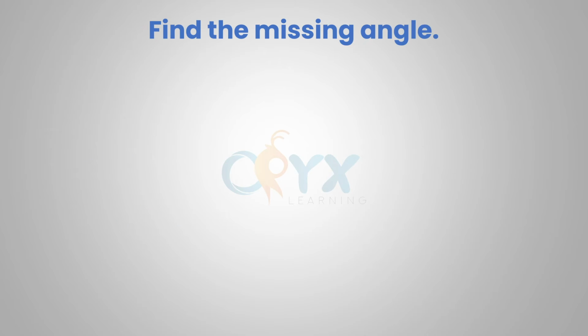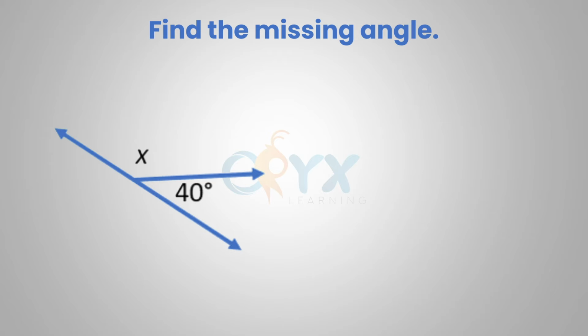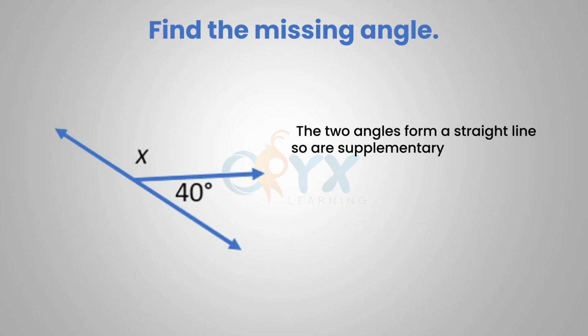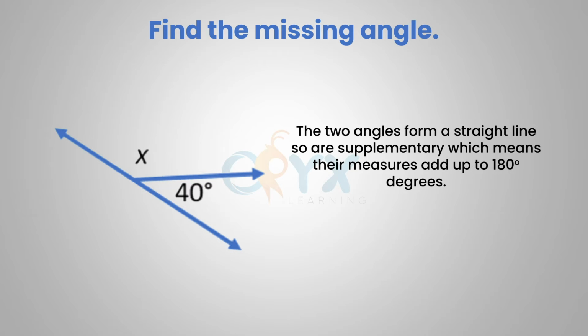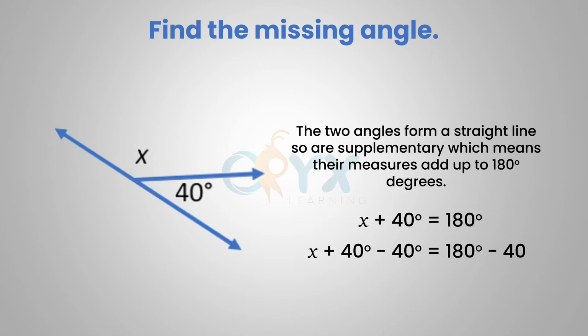Find the missing angle. The two angles form a straight line, so they are supplementary, which means their measures add up to 180 degrees. So we can form the equation x plus 40 equals 180. Subtracting 40 from both sides of the equation, we can simplify down to x equals 140 degrees. So the missing angle is 140 degrees.